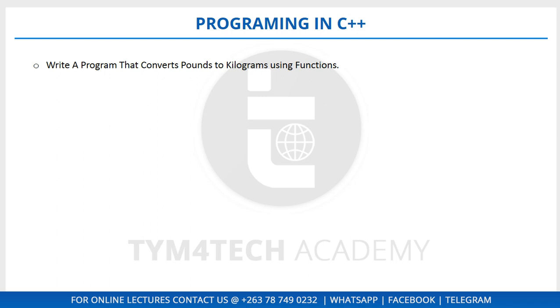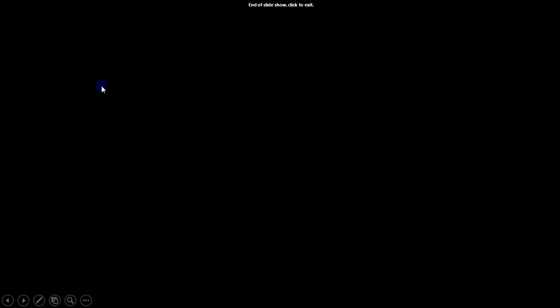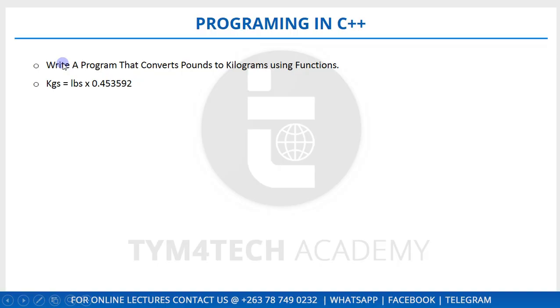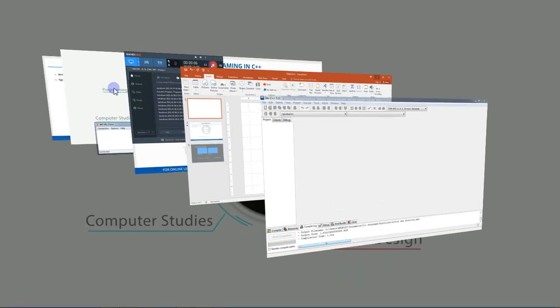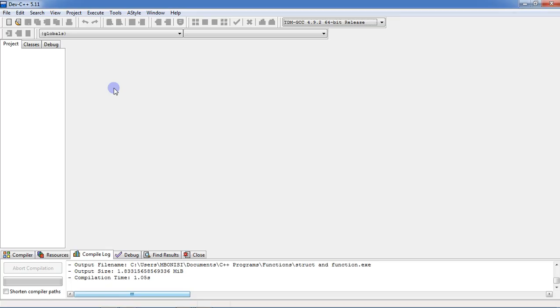Today we are going to write a program that converts pounds to kilograms using functions. These are the figures which we'll use: 0.45, and we can refer back to them. So let's go to our compiler.